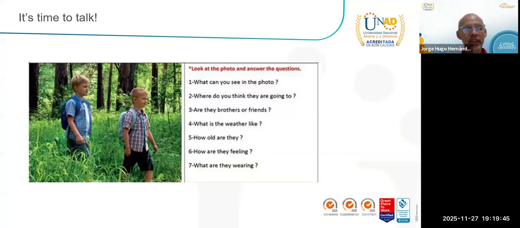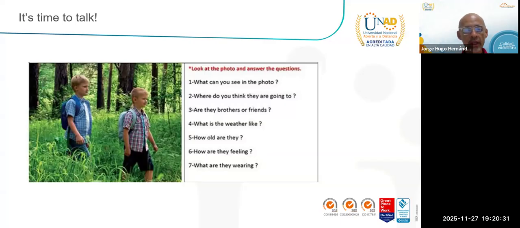But you can say, okay, they are brothers, or they are cousins. Or they are brothers, and their names are John and Paul. Paul is younger than John, or you can say Paul is the youngest and John is the oldest. Yes, you see, you can say many things. Number 4, what is the weather like? At the beginning you don't think about the weather, but that's a good question, and you can talk about the weather. It's sunny, it's cold.